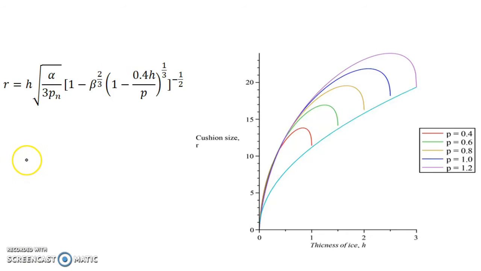In problem 1, the cushion size required to break the given thickness of ice can be solved by using the formula of R. Through R, we can obtain the graph.